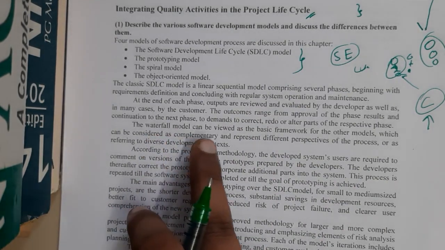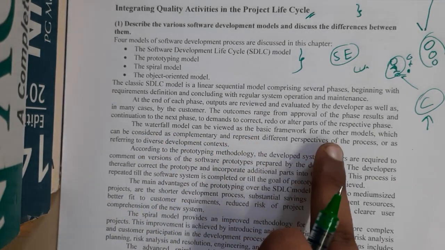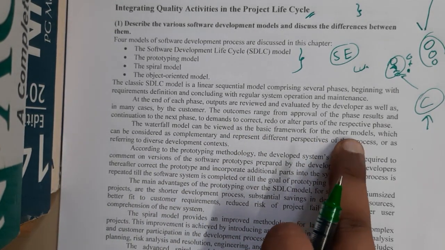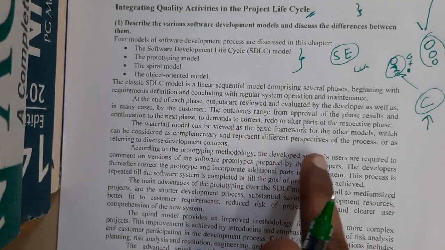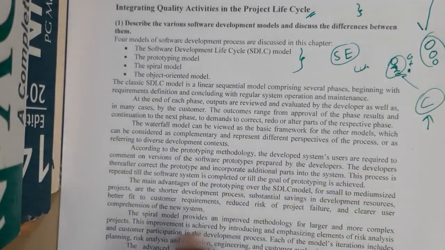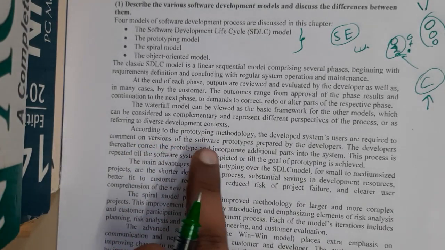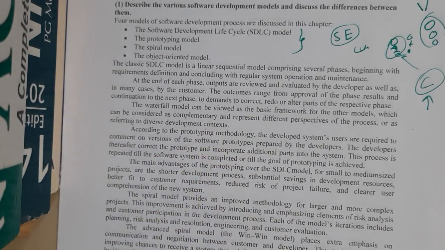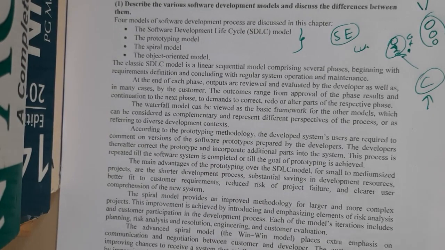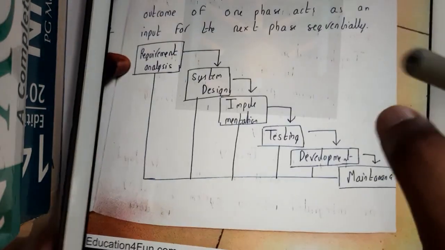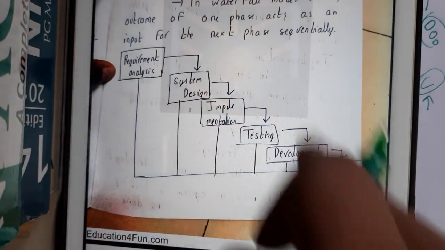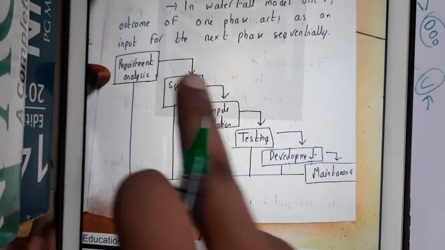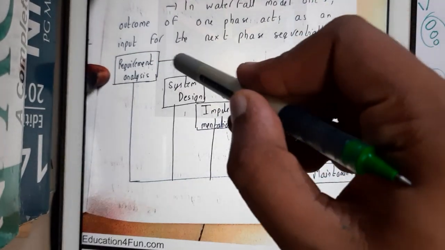The waterfall model can be viewed as the basic framework for other models, which can be considered complementary and represent a different perspective of the process. According to the prototyping method, the waterfall model will look in this way, guys. Just give me a second, I'll show you the image. It's just the next topic, right? The waterfall model will look in this way. It is a step-by-step process, almost similar to SDLC.